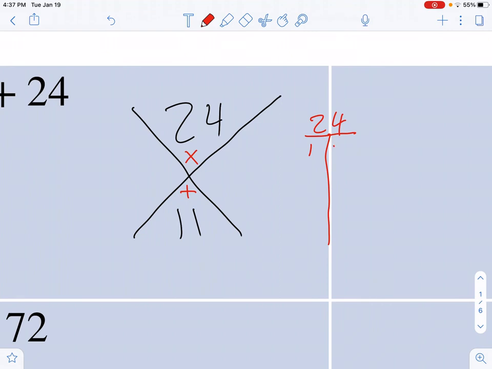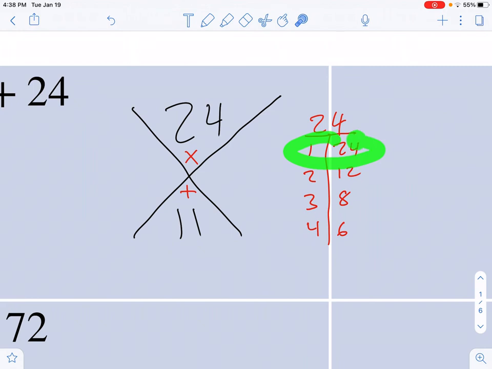So 1 and 24, 2 and 12, 3 and 8. If you find it, you could stop. If you just want to list them, 4 and 6, and 5 doesn't work, and then 6, if I'm back around to 6, that's going to make 4, so it's going to repeat its way. So I don't need to go any further once I hit that.